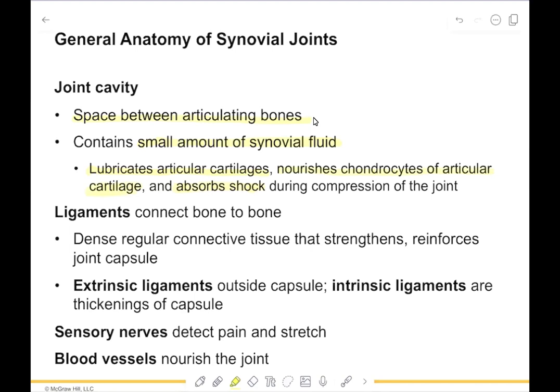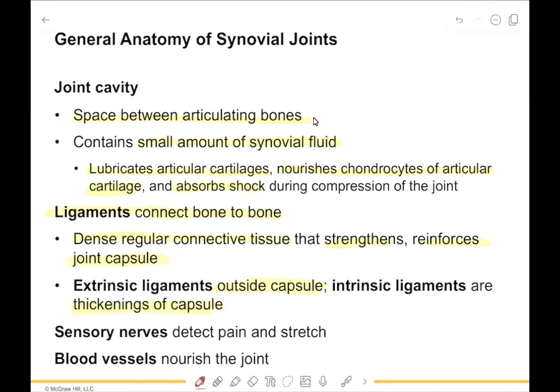Also, surrounding the joint are several different supporting structures, such as the ligaments, which connect bone to bone. The ligaments, as you'll recall, are dense, regular connective tissue, and they help to strengthen and reinforce the joint capsule. There are also other ligaments which are found outside of the capsule, which we call extrinsic ligaments, as well as intrinsic ligaments, which are thickenings of the capsule.